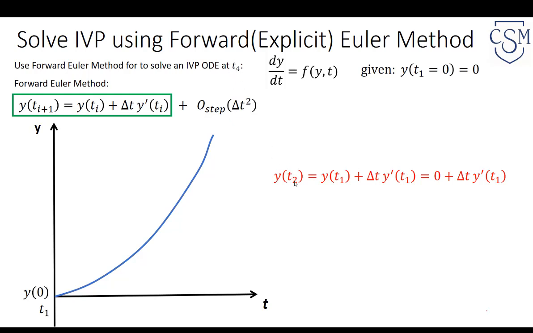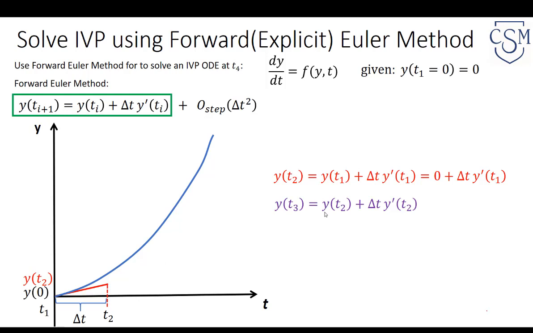We can say that y of time 2 is y of time 1 plus delta t times the derivative of y of t1. So in this case, y of t1 is just 0. And we can step by delta t and this derivative here at y of t equals 0. That gives us y of t2.